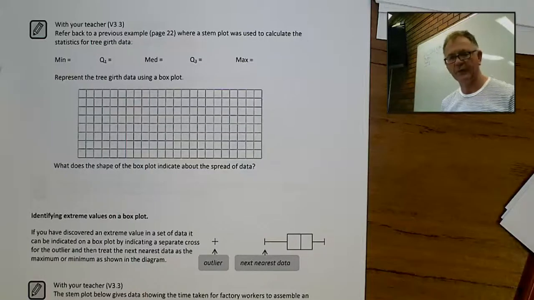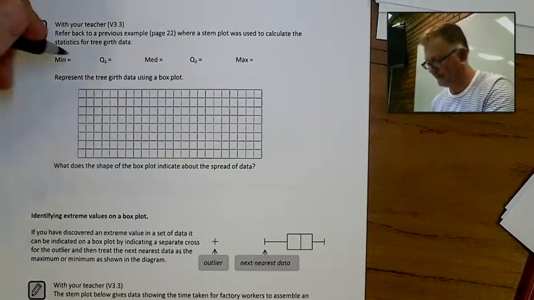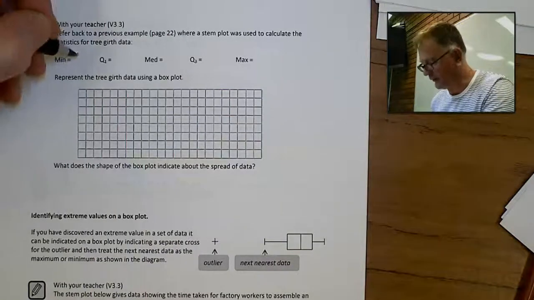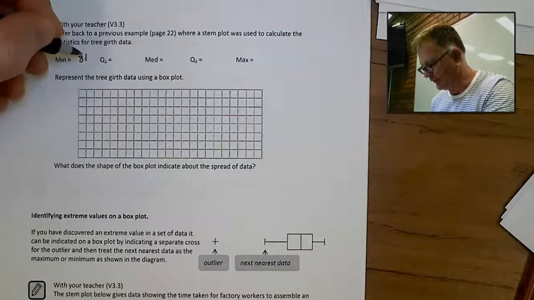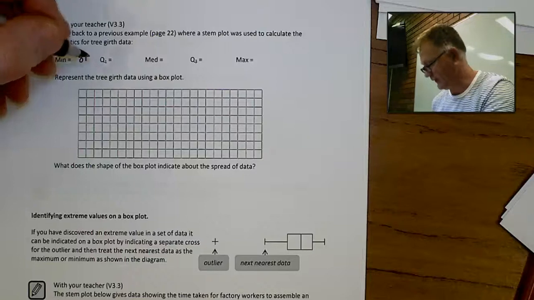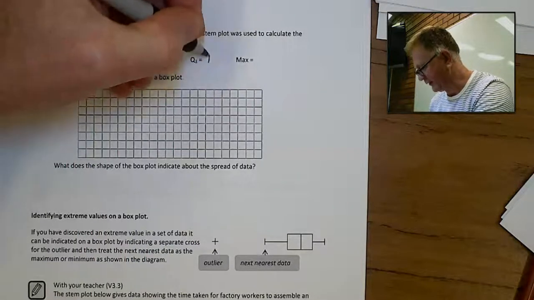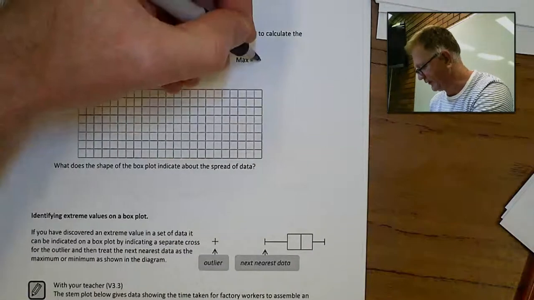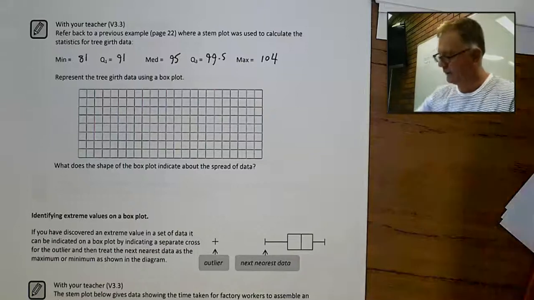We're going to draw some box plots here, and we're going to refer back to some previous data we did. If you look back on page 22, you'll find some data which we calculated for the tree girth diameter. For this data, there was a stem and leaf plot drawn there, and we got a minimum of 81 centimetres, lower quartile 91, median of 95, upper quartile 99.5, and a maximum of 104 centimetres. We've got to put this on a box plot.